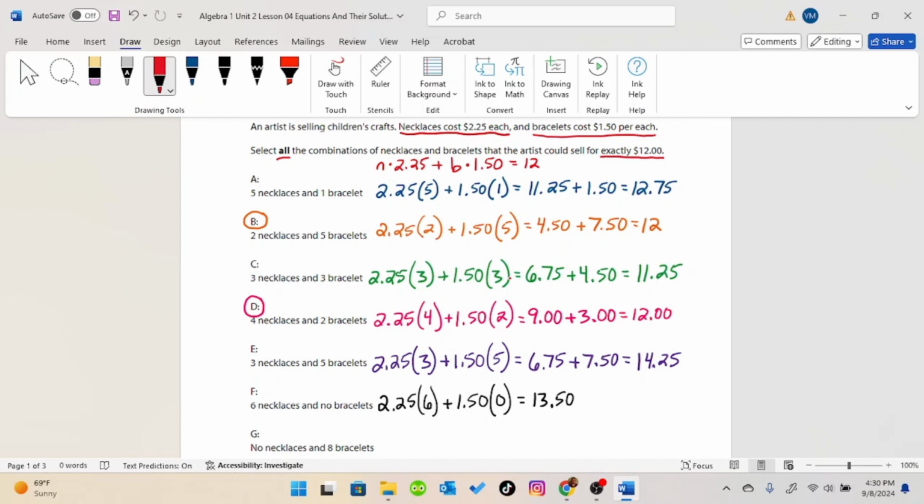And our last option, G, is no necklaces. So that's $2.25 times 0 plus 8 bracelets, $1.50 times 8. $2.25 times 0 is 0. $1.50 times 8 is $12. That is what we were looking for, so G is a possible combination.